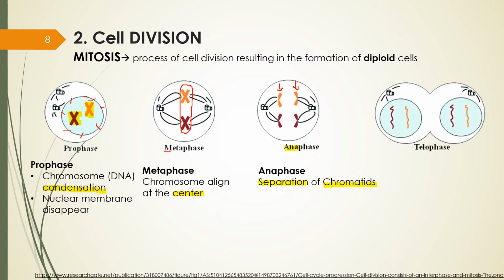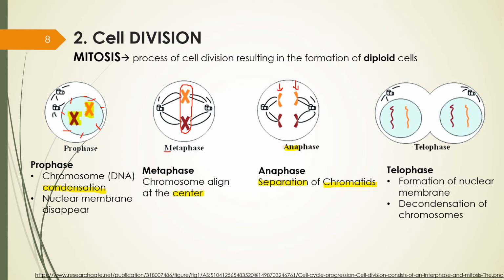After, we have the telophase. Telophase is the opposite of prophase. If in prophase I condensate, in telophase I'm going to decondensate. And if my nuclear membrane disappeared, now it's going to form again. So telophase is basically the opposite of prophase.